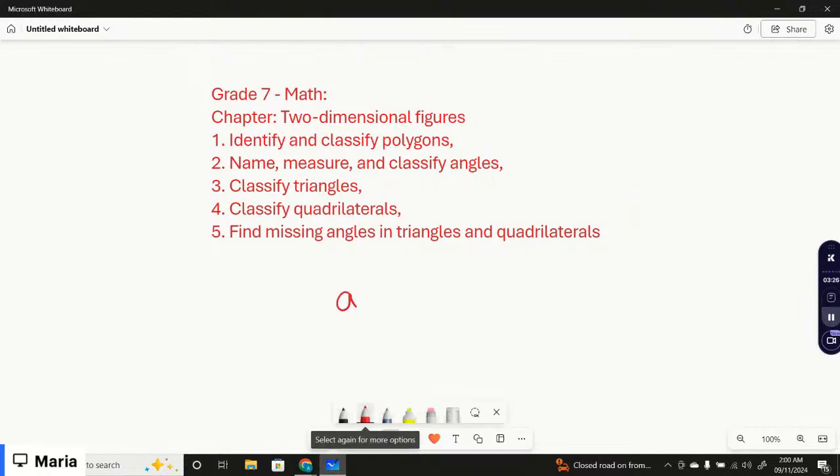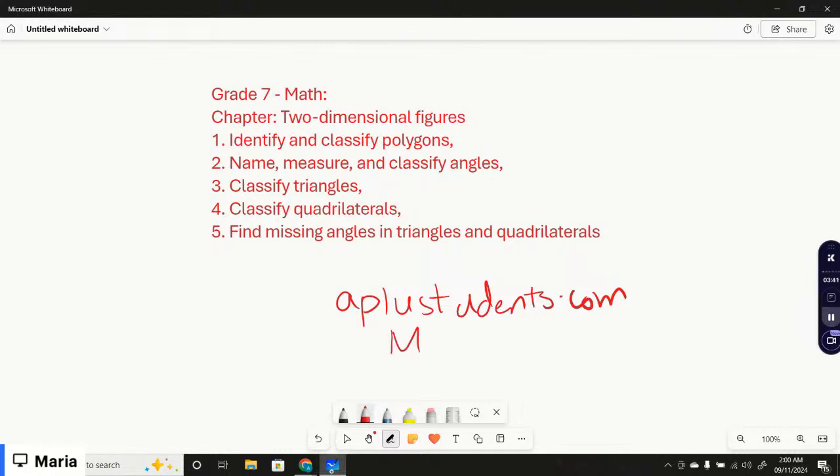You can find all the lessons on aplusstudents.com. You have to log in there using your email address and password as provided by the administrator. Then you have to select math from the subject tab. Scroll down to grade 7 math and then click on view all lessons. There you can find a list of the chapters. We're going to start with the chapter two-dimensional figures.